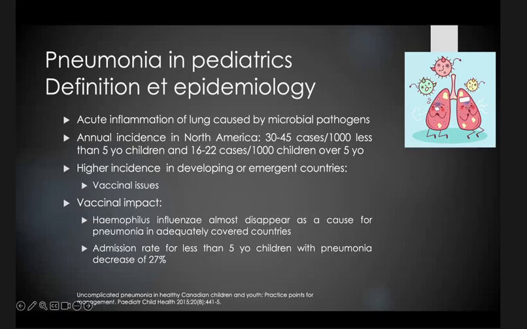So higher incidence in developing or emergent countries, basically because of vaccinal issues. There's a big vaccinal impact on Haemophilus influenzae, which is now given to every child. So that kind of infection almost disappeared as a cause of pneumonia in adequately covered countries. And the admission rate for children less than 5 years old with pneumonia has decreased a lot with that vaccine.